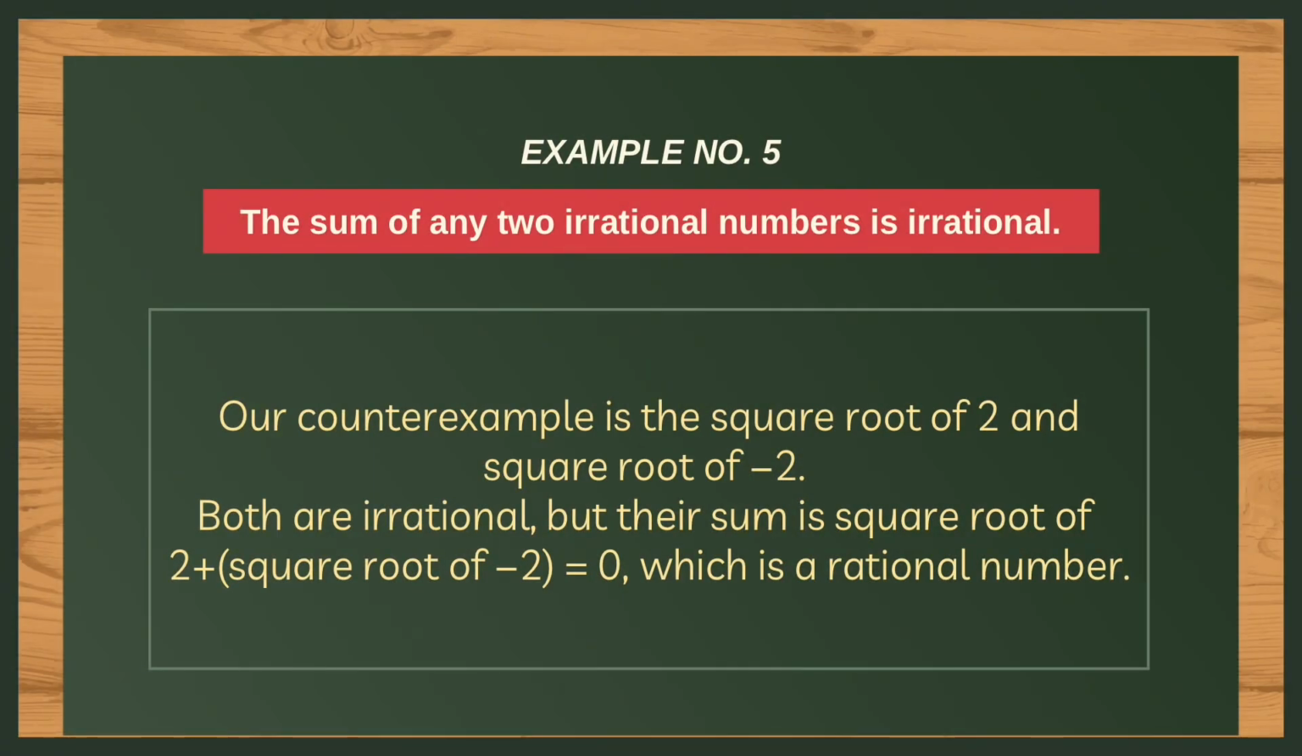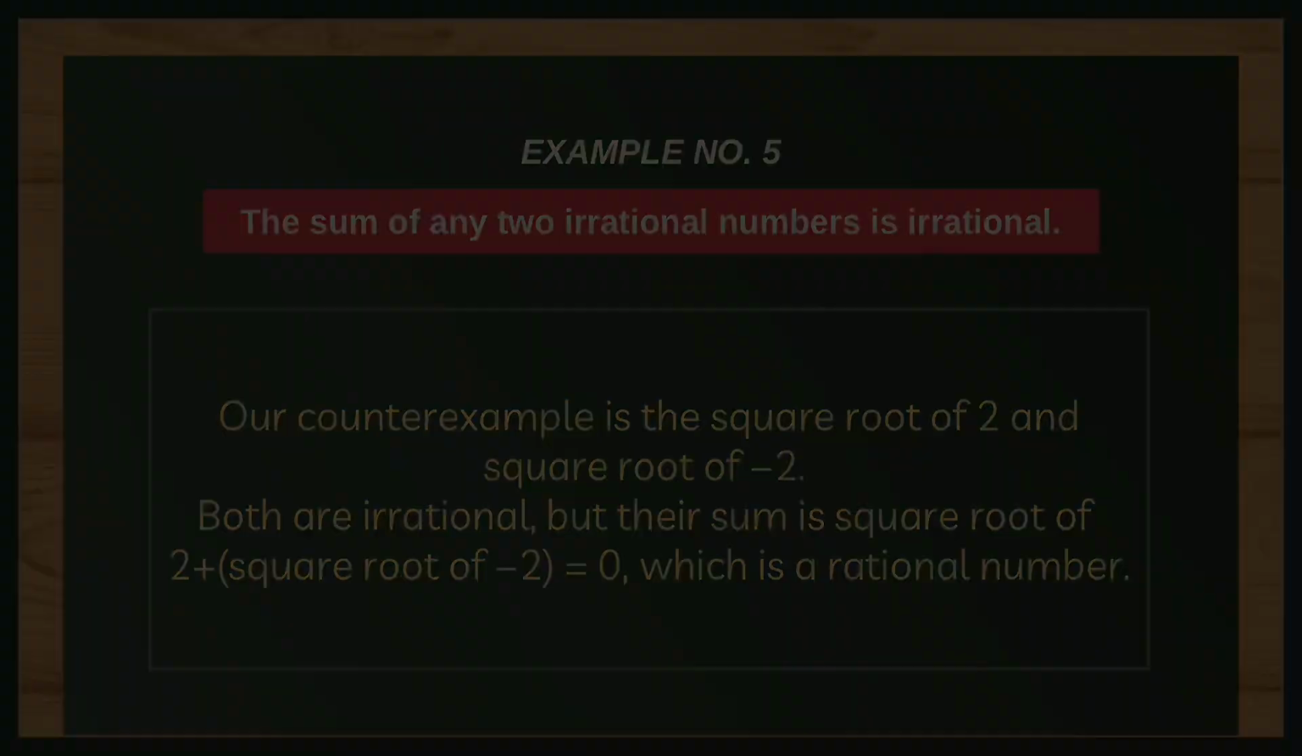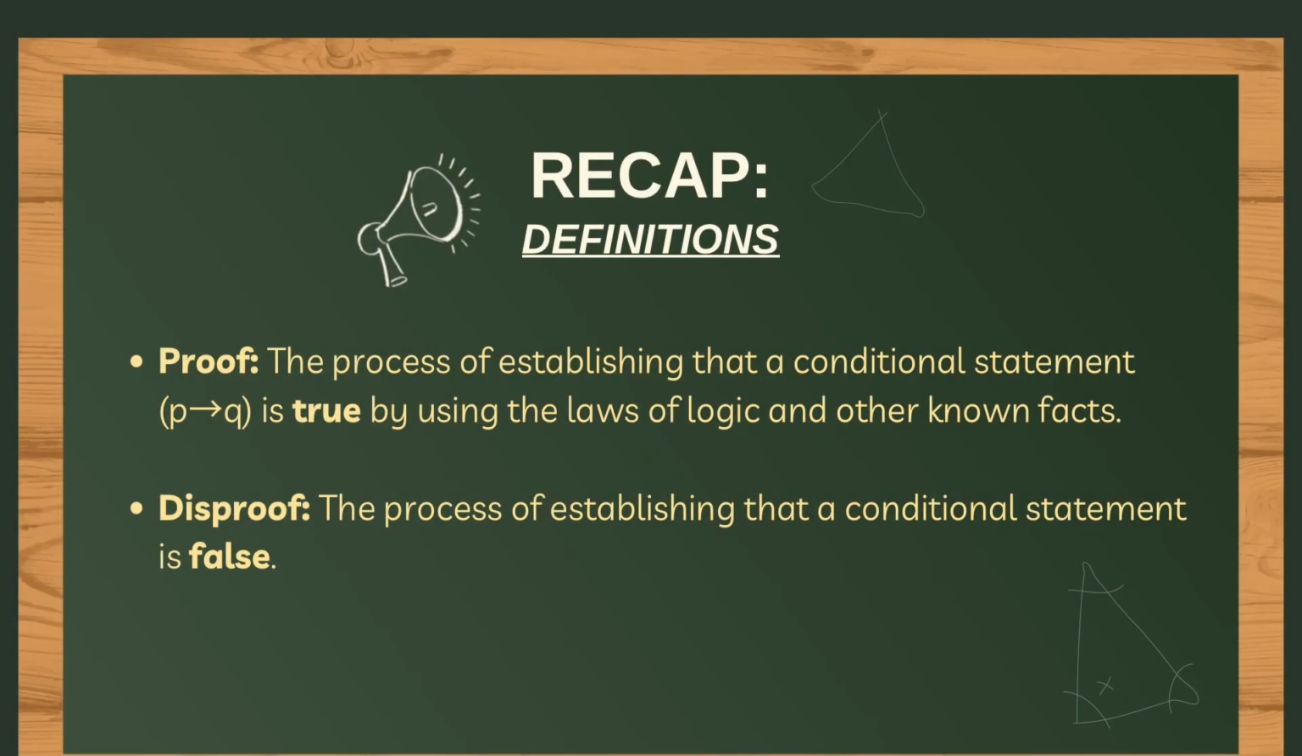Example number 5. The sum of any two irrational numbers is irrational. Our counterexample is the square root of 2 and negative square root of 2. Both are irrational, but their sum is the square root of 2 plus negative square root of 2 equals 0, which is a rational number. Let's have a recap.